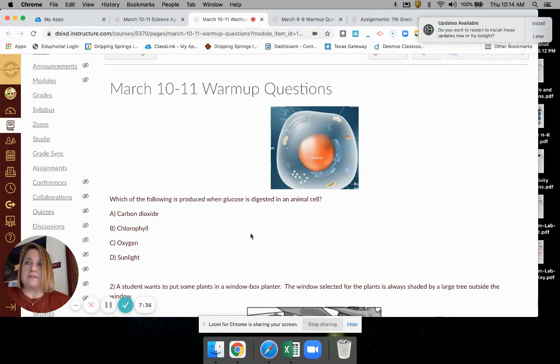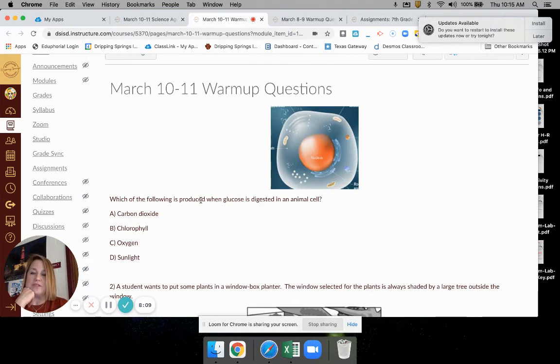Well, when glucose is digested, that process is cellular respiration. If you'll remember, oxygen plus glucose yields ATP energy and gives off carbon dioxide. So the answer is A, carbon dioxide. Since this is an animal cell, it can't be chlorophyll because that's found only in plant cells.